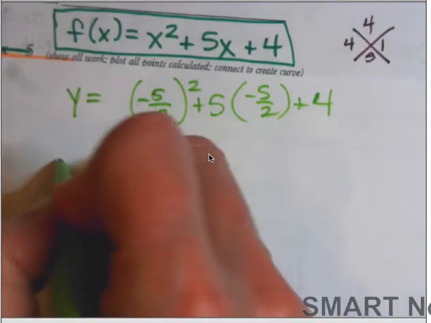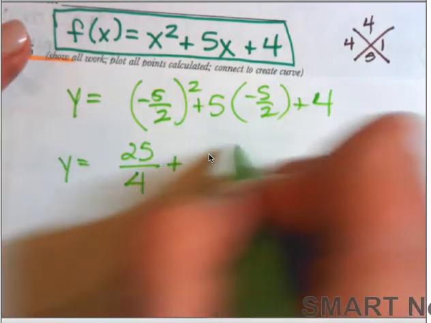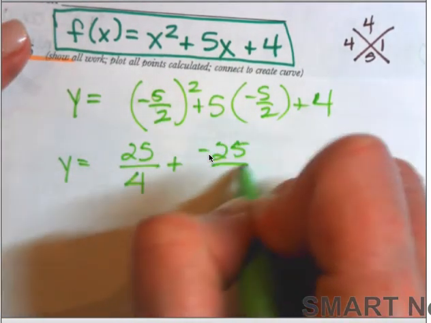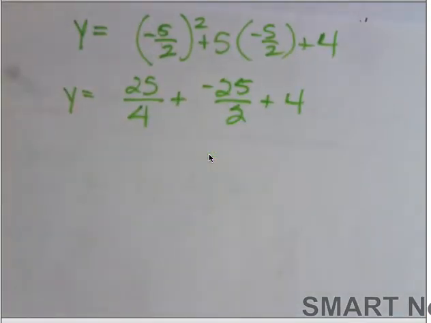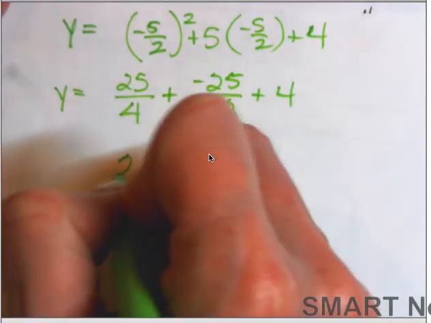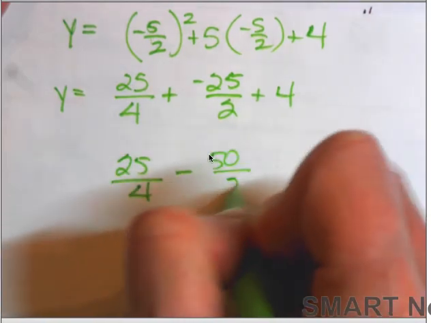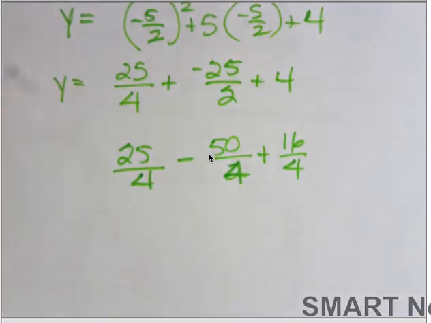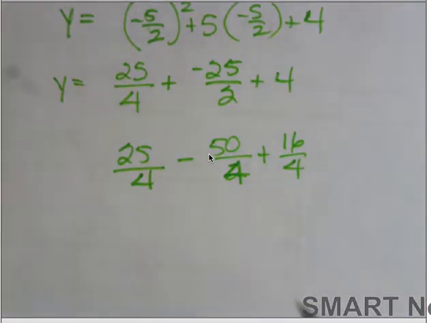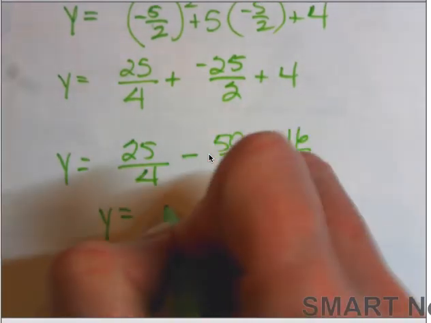When I square this, y equals positive 25/4, and then minus 25/2, plus 4. If I give everyone a denominator of 4, then I have 25/4, minus 50/4, and then plus 16/4. I've already done all the work in advance, and this turns out to be -9/4. So y is -9/4. Just take my word for it on this.